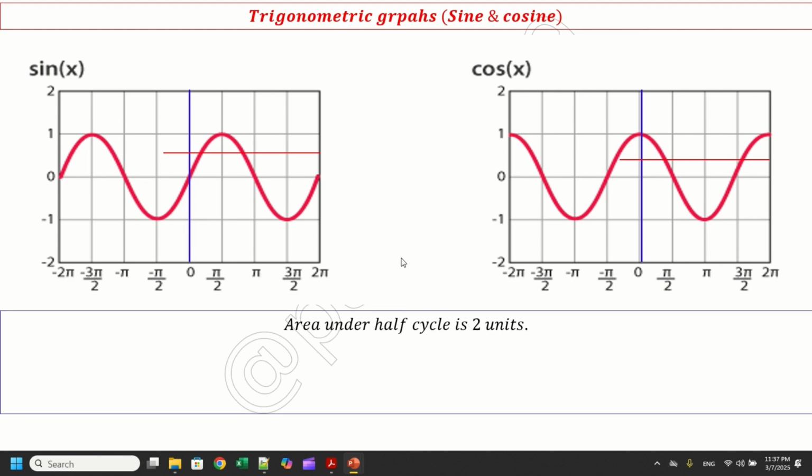Another thing you should know is that the area under a half cycle is 2 units. Okay, the area under this half cycle here is 2 units. This is very easy to prove using integration. I explained it in my previous video. You can check it. Once you know integration, you'll understand this very easily. Similarly here, this half cycle is 2 units.